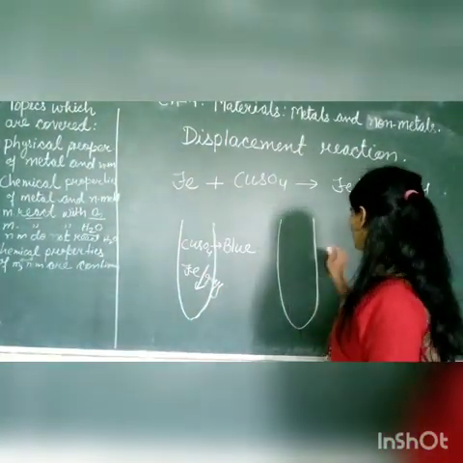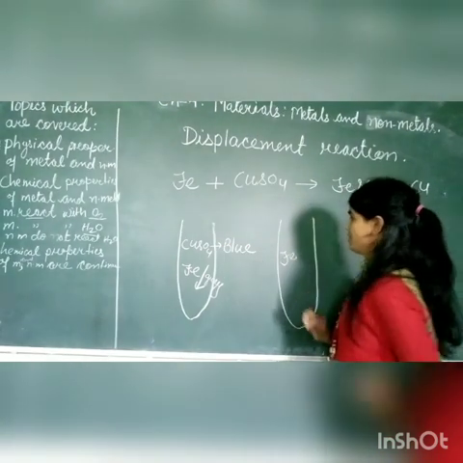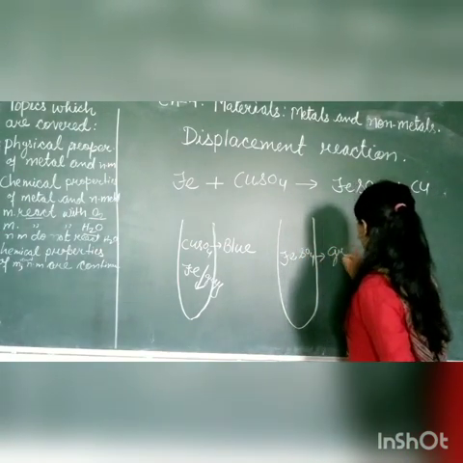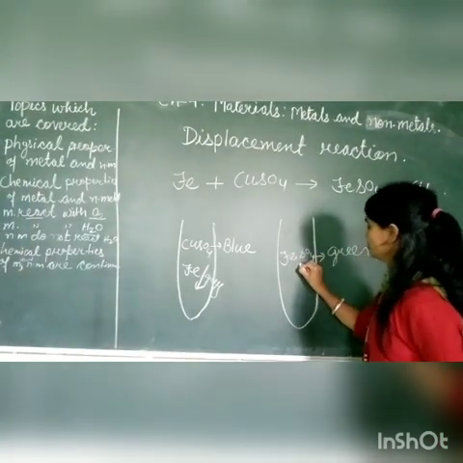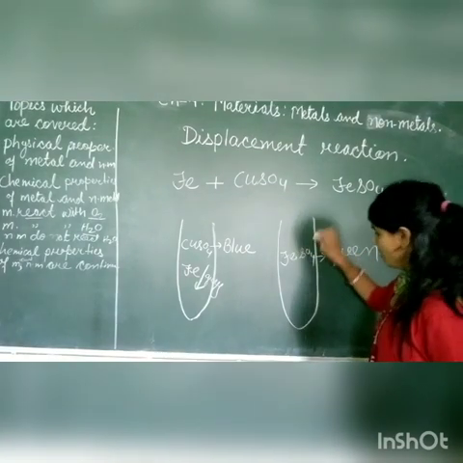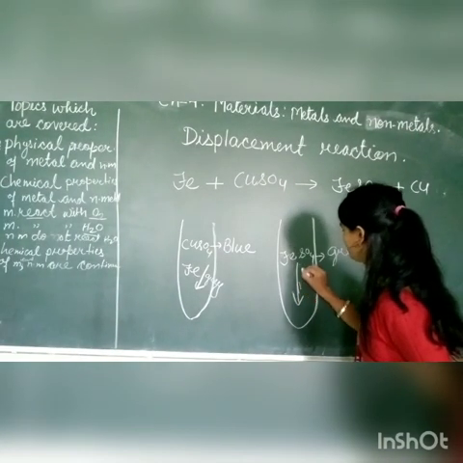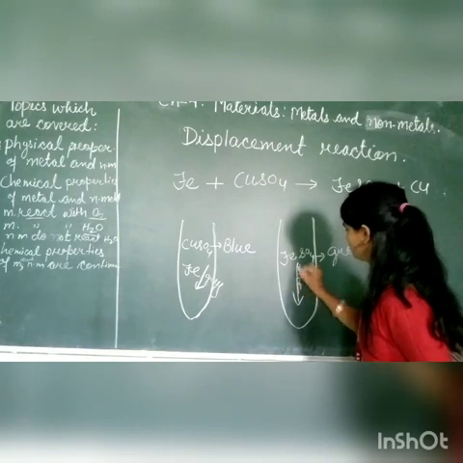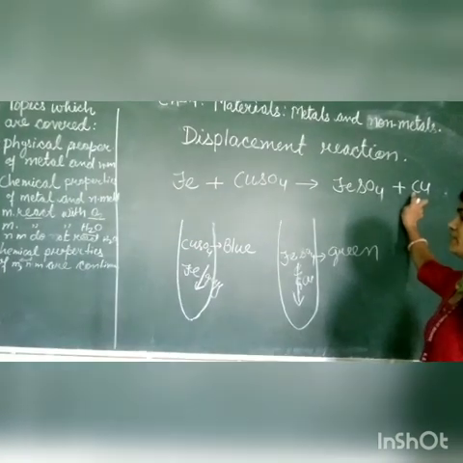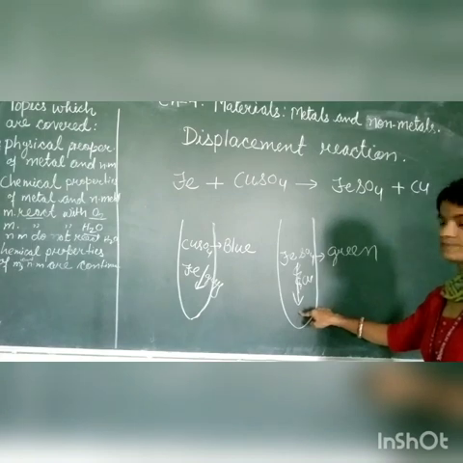This blue solution converts into green, meaning copper sulfate converts into iron sulfate, and the color is green. And where is the copper? Will copper separate here? No. It will remain here, but it will deposit onto the iron nail. Copper will deposit, Cu. Copper separated here also, just like here copper separates. So copper will separate here, but it will deposit onto the iron nail.